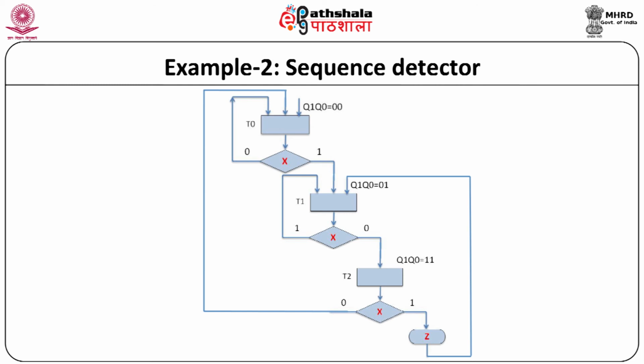When input x is applied, then the machine makes transitions depending upon the value of x. If the machine detects logic 0, then the control is transferred to the first state again. If the last bit is 1, then the control is transferred to the conditional output box, where output Z is equal to 1, indicating the desired sequence is detected.